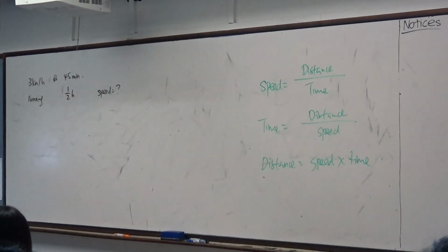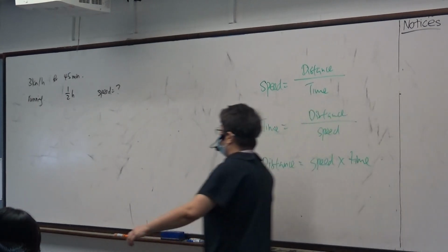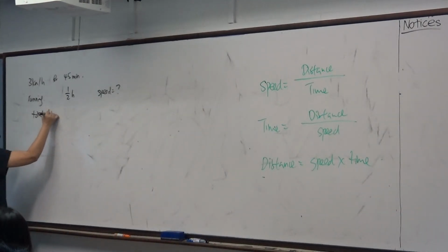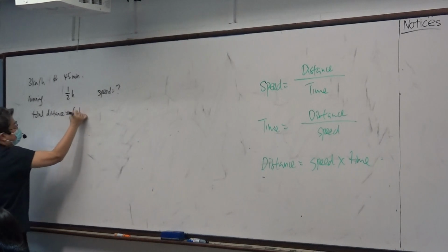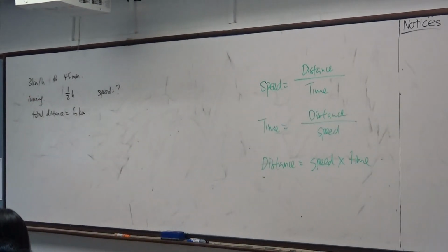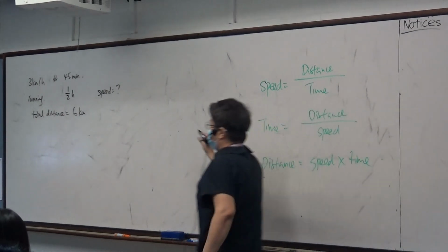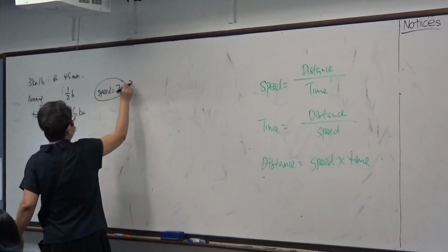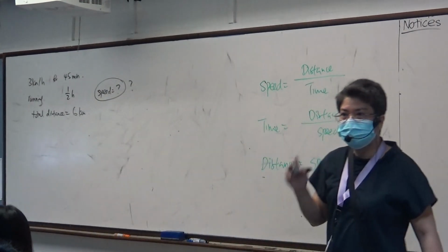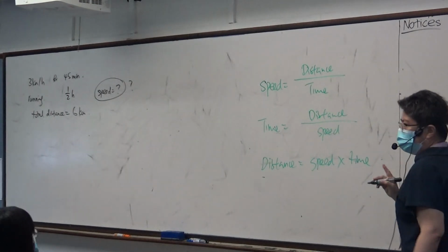Then the question says, if he travels a total of 6 kilometers, so total distance is 6 kilometers. The question says, calculate his average running speed. That means I want to know this one, right? Everybody clear?